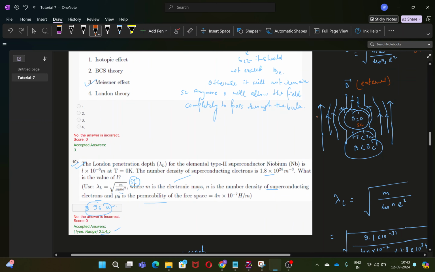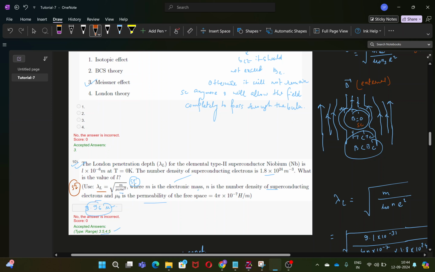Then question number 10, the last question, is about the derivation of the London penetration depth. It is asked that the London penetration depth of the elemental type 2 superconductor niobium is lambda L at T equal to 0 Kelvin. Then the number density of the superconducting electrons is 1.8 into 10 to the power 24 per meter cube. Then what is the value of lambda L? In the hint, the expression of the London penetration depth is already given, which is equal to root over m by mu naught n e square. So this is in SI units, not anymore in CGS. That is why there is no light speed c present.